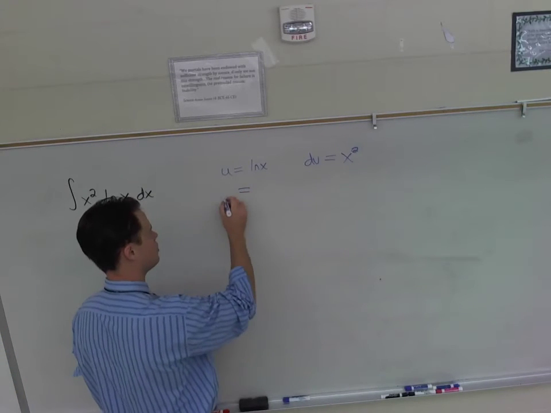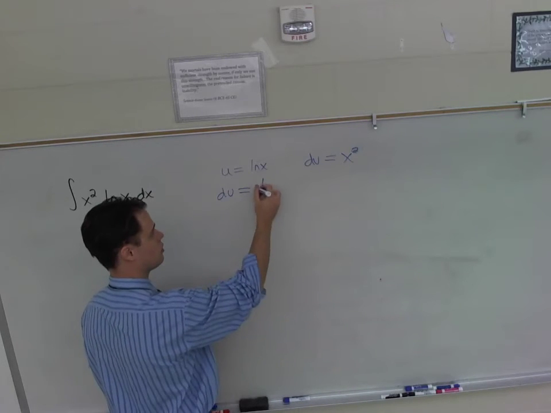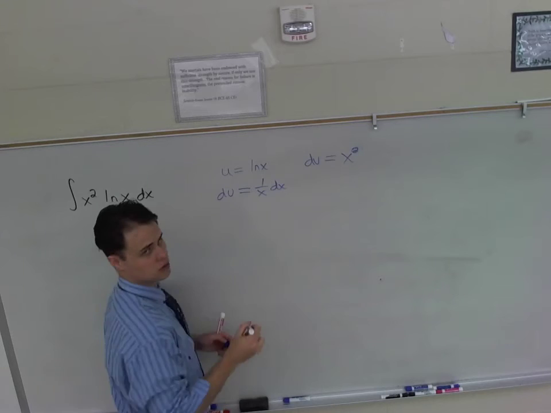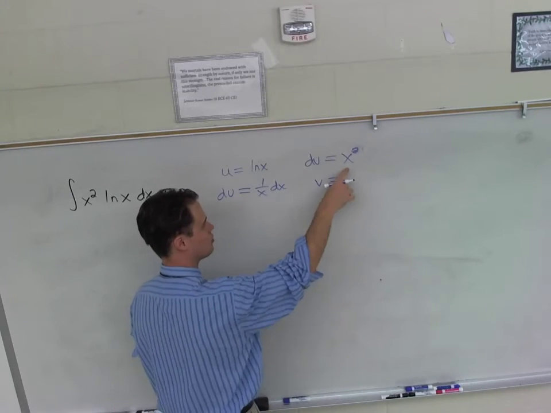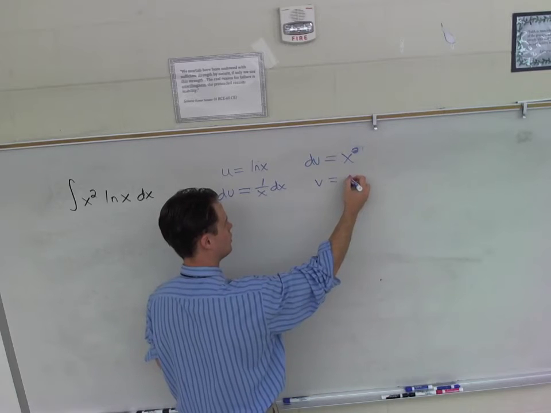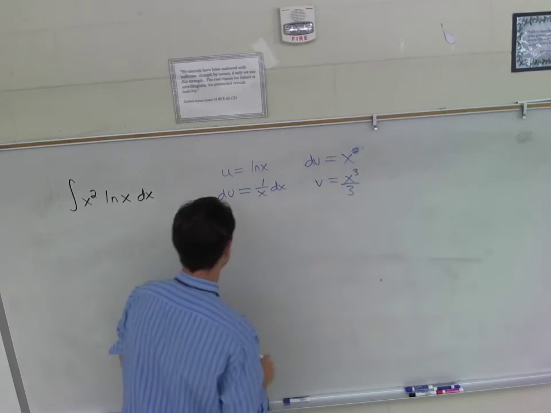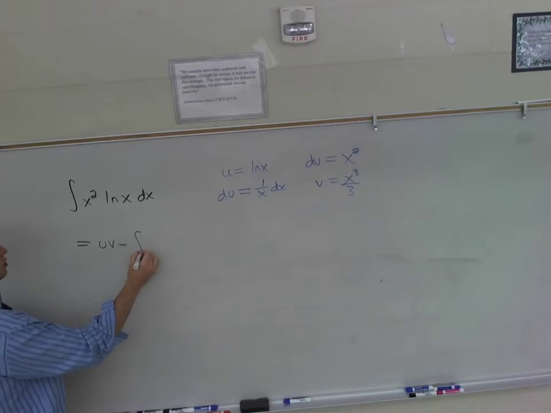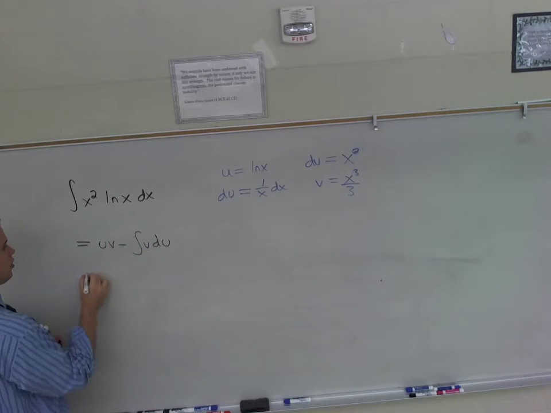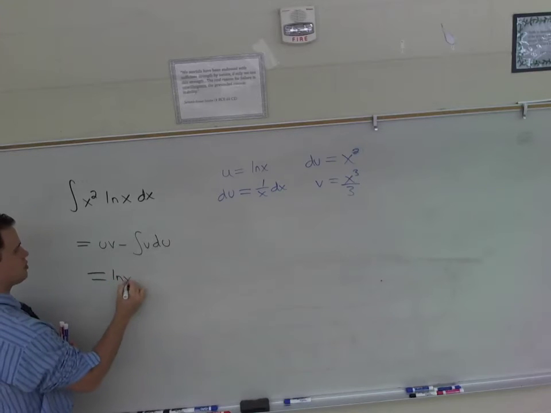So if we take the derivative and find du, what's it going to be? 1 over x dx. Okay, sorry if I'm going too slow. But if I take the integral of dv, the integral of that's going to be x cubed over 3. Very good. All right, so now let's just see if that works. So we're saying this is equal to uv minus the integral of v du from our algorithm.